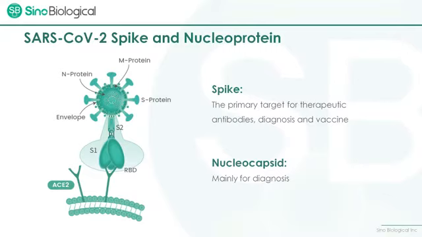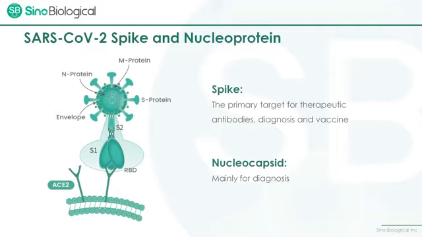This is a diagram showing what this virus looks like. We can see that the S protein is on the surface of the virus, and this is a very key protein for viral entry. It interacts with the ACE2 protein on human cells and helps the virus infect them. Therefore, spike is the primary target for therapeutic antibodies and diagnosis. And for the recently developed vaccines, most of them are targeting spike proteins.